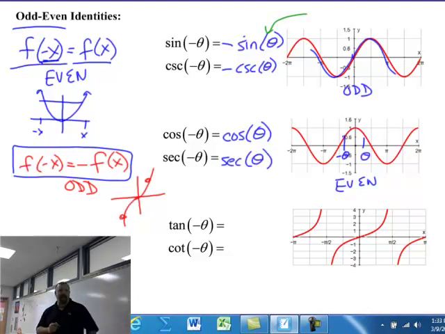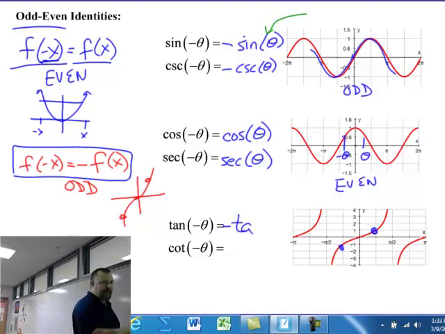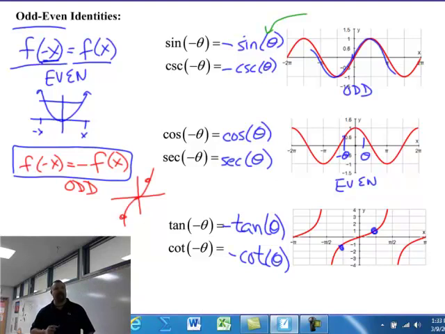Okay. All right, how about tangent? Is tangent even or odd? Well, tangent spins around the origin, so it's odd. So tangent of negative theta would be the opposite of the tangent of theta? I mean, negative tangent theta, the opposite of that. Okay. And cotangent, same idea. It's also odd. We're going to get negative cotangent of theta.